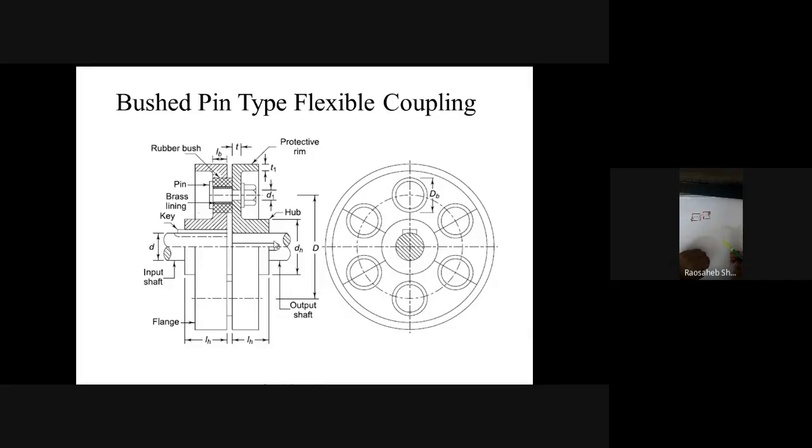If the rigid coupling is used in such cases where there is misalignment, that causes excessive bearing reaction, resulting in vibration and wear. So whenever there is misalignment between the shafts, there are certain types of misalignment. Now I am writing on paper. You can see this is called lateral misalignment.